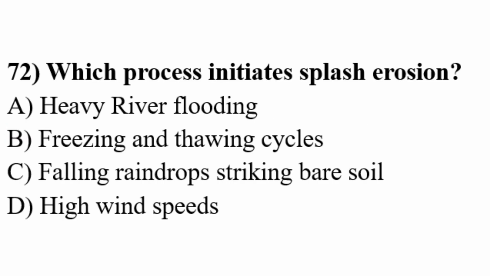72. Which process initiates splash erosion? A. Heavy river flooding. B. Freezing and thawing cycles. C. Falling raindrops striking bare soil. D. High wind speeds. Answer: C. Falling raindrops striking bare soil.